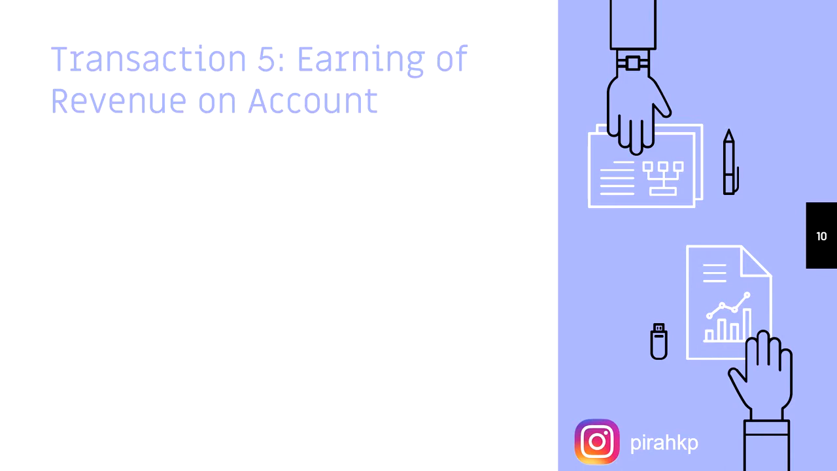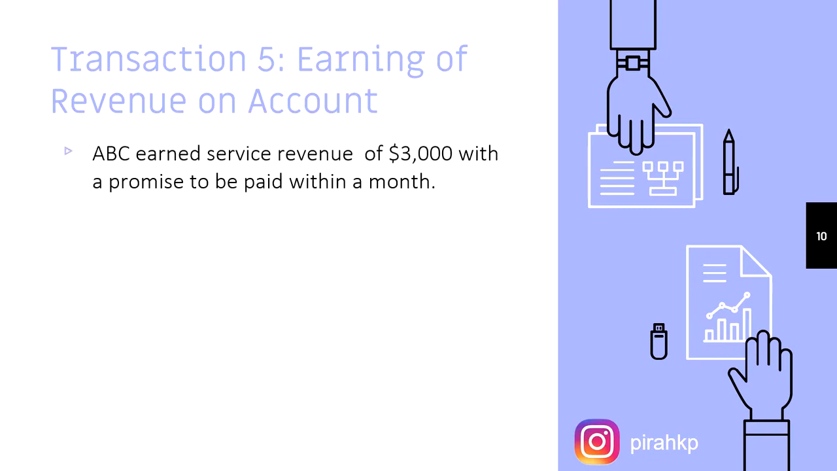Next is transaction 5. Earning of revenue on account. We did one which was in cash. Now we are doing it on account. ABC earned service revenue of $3,000 with a promise to be paid within a month. Now here is one thing, please remember it. Over here it's written within a month. Is it having any importance in these questions? No. No. You have no importance of it. Don't be confused with it.